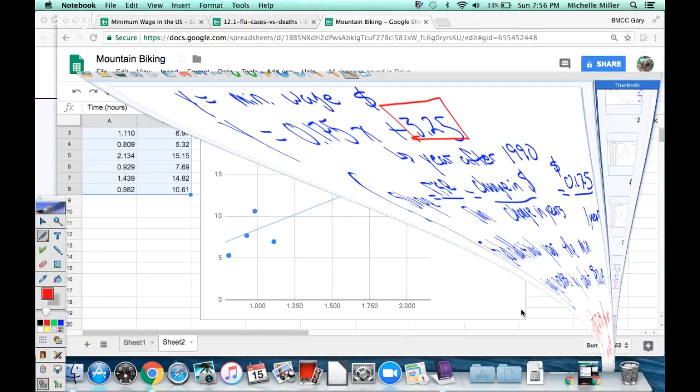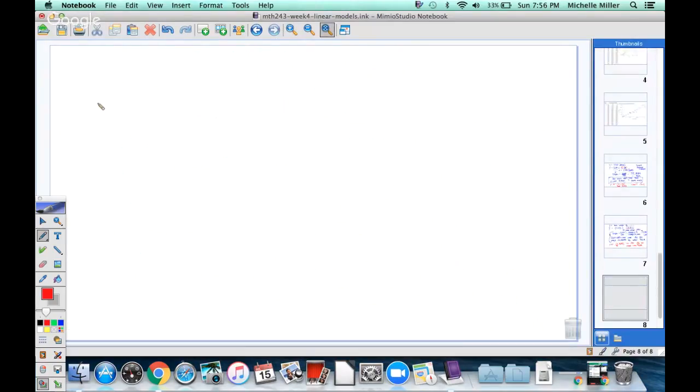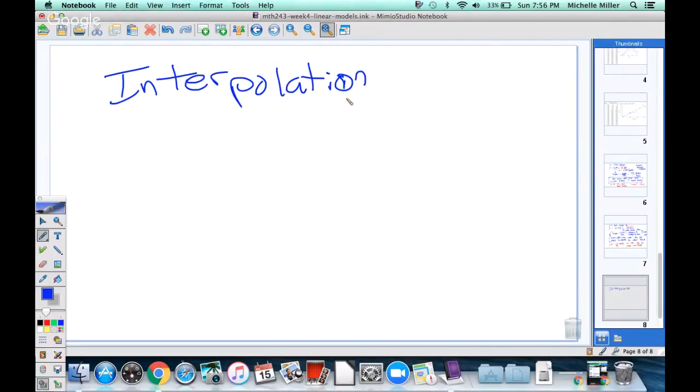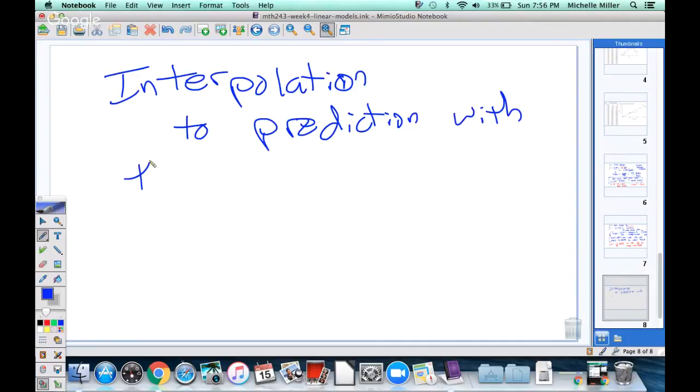Let's write that down, another important idea. Interpolation is to make a prediction with your model within the data set.